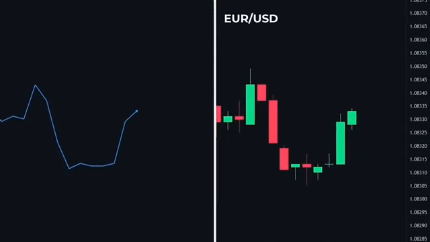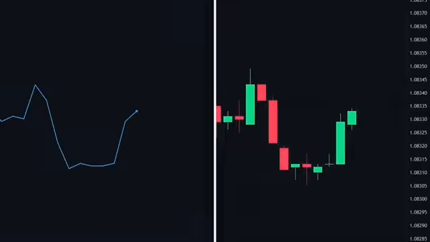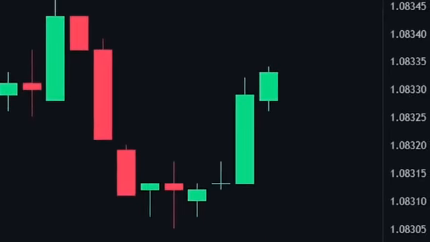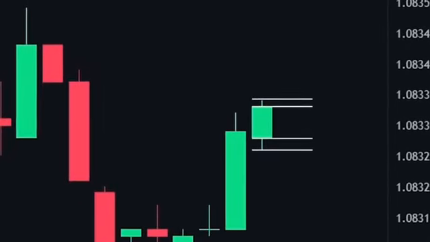So let's use this euro-dollar pair as an example. On the left, we have the line chart, and on the right, we're using the candlestick chart. As you can see, both charts move in a similar shape, which is expected since they both display the price. However, notice that the line chart only shows us one piece of information: the closing price for each period. In contrast, the candlestick chart provides 4 pieces of information for the same time period.